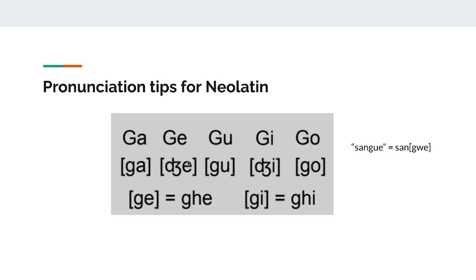And then this is going to be similar to the case we saw just now. So we have ga, je, gu, ji, go. And this sound for j and g, before e and i, is similar to the English j, ja, ja. Down here we have ghe and ghi, ge and gi. Again, similar to Italian, in case you know how Italian is spelled. Then over here we have the word sangue, spelled with the gue at the end. And as I just said, it's pronounced gue, sangue.